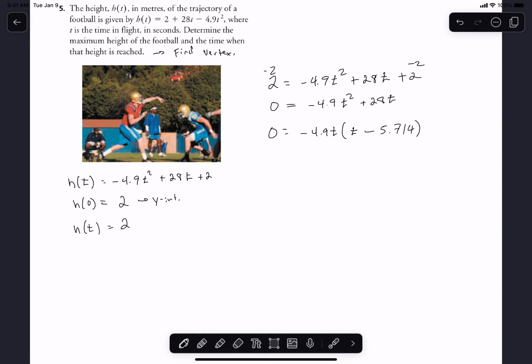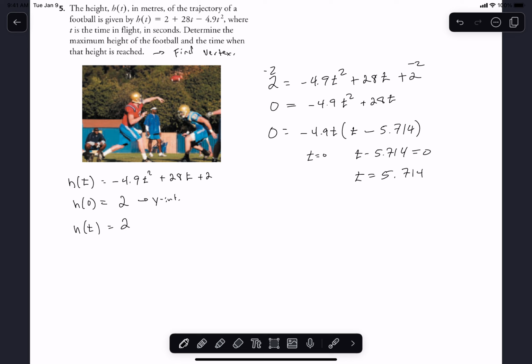And from here I can just say, well, I know already one of the values that sets this equal to 0 is 0 for t, and then the other one is t minus 5.714 equal to 0, and so t is going to equal 5.714. And so from this point I have my two values.